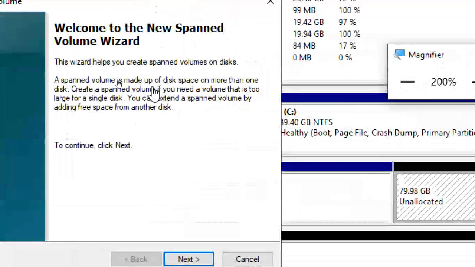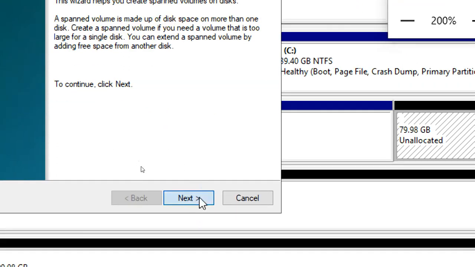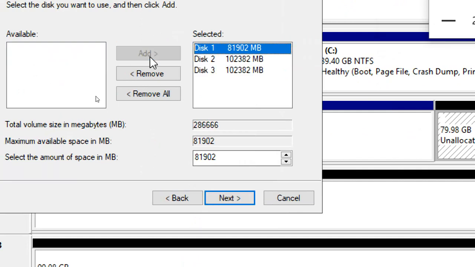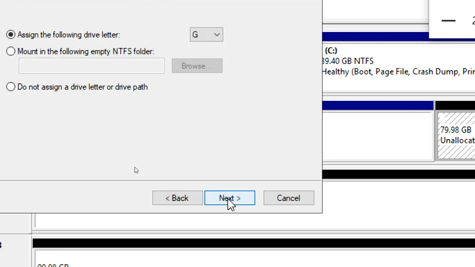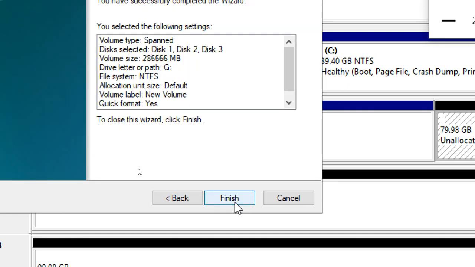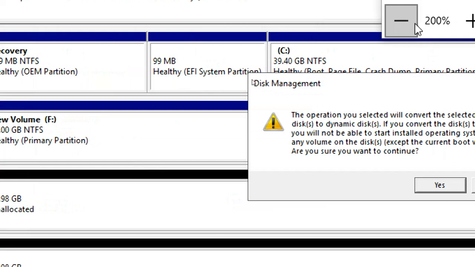It's made up of disk space from more than one disk. If you need a volume that is too large for a single disk, you can extend the spanned volume by adding free space from other disks. Okay, you can add. I'm adding this one. I can add all of them also, no problem. Okay, I can add all the disks. Now it is 100, 280, sorry, 280 GB single spanned volume you will get.